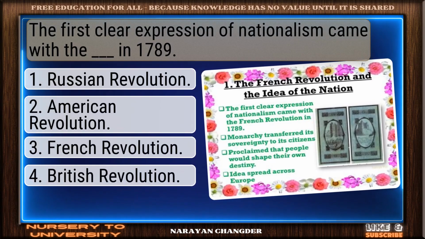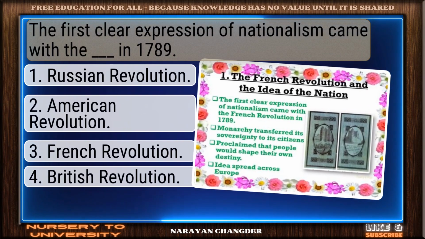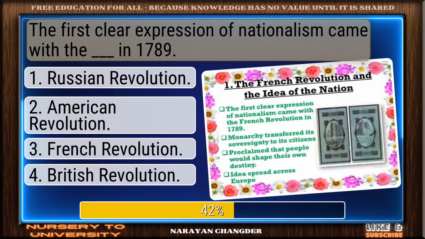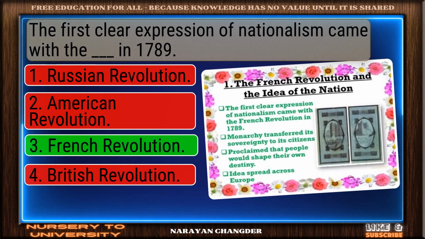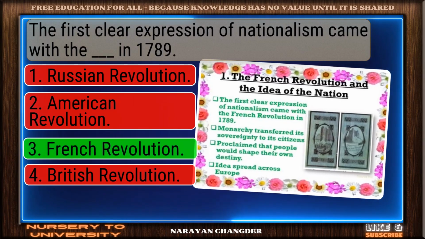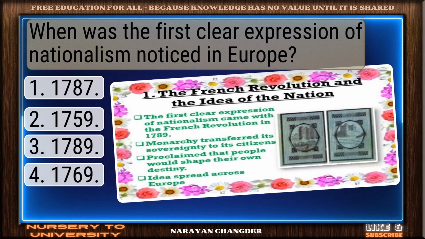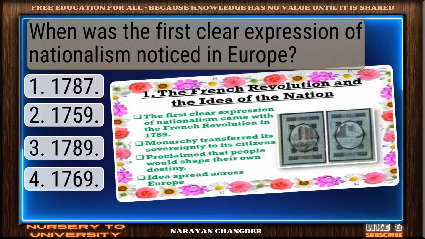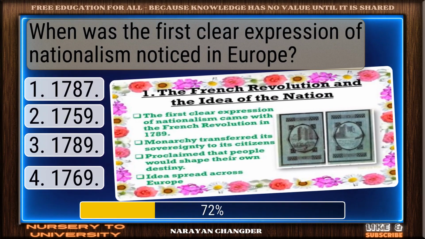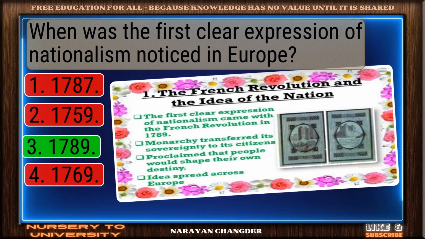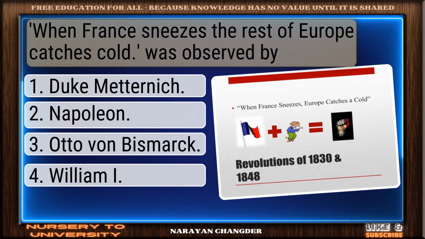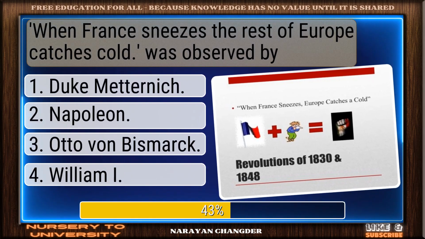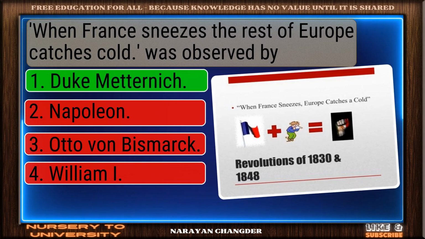The first clear expression of nationalism came with the dash in 1789. Well done. French Revolution is right. When was the first clear expression of nationalism noticed in Europe? Excellent choice. 1789 is right. When France sneezes, the rest of Europe catches cold, was observed by. Great thinking.